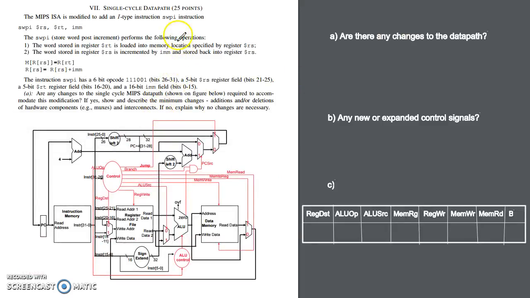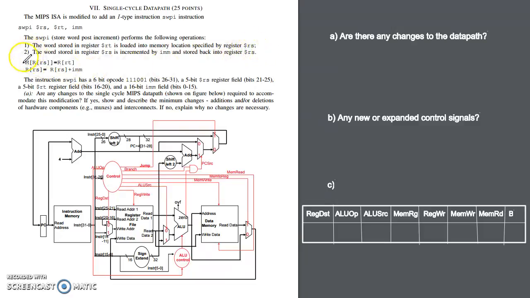Okay, so here we're going to be wanting to add a new I-type instruction, SWPI. There's the assembly code for it. SWPI, store word post increment, performs the following operations. The word stored in register RT is loaded into memory location specified by register RS. And the word stored in register RS is incremented by the immediate, and stored back into register RS.